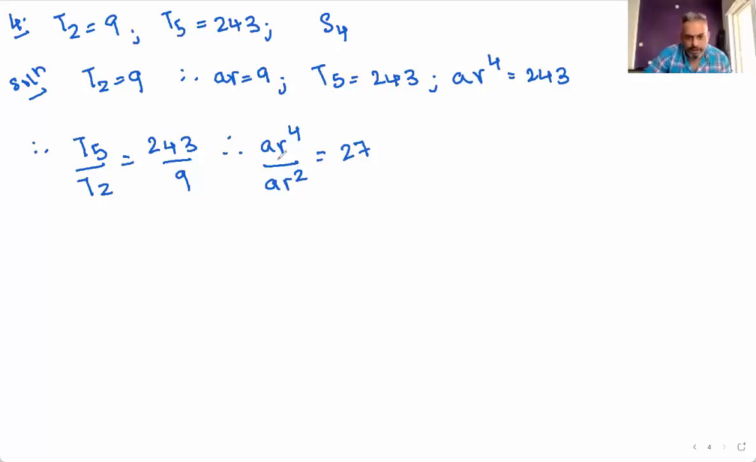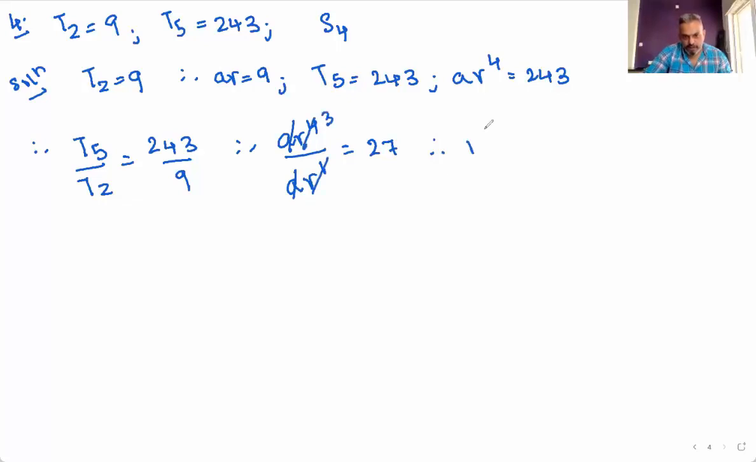I made a mistake here, wait a minute, I need to correct this. So therefore T5 is A into R raised to 4 upon T2 is AR, which is equal to 243 by 9, that is 27. Therefore A cancels, R raised to 4 upon R raised to 1, so R raised to 4 minus 1 is 3. So R cube is equal to 27. Therefore R is equal to 3.